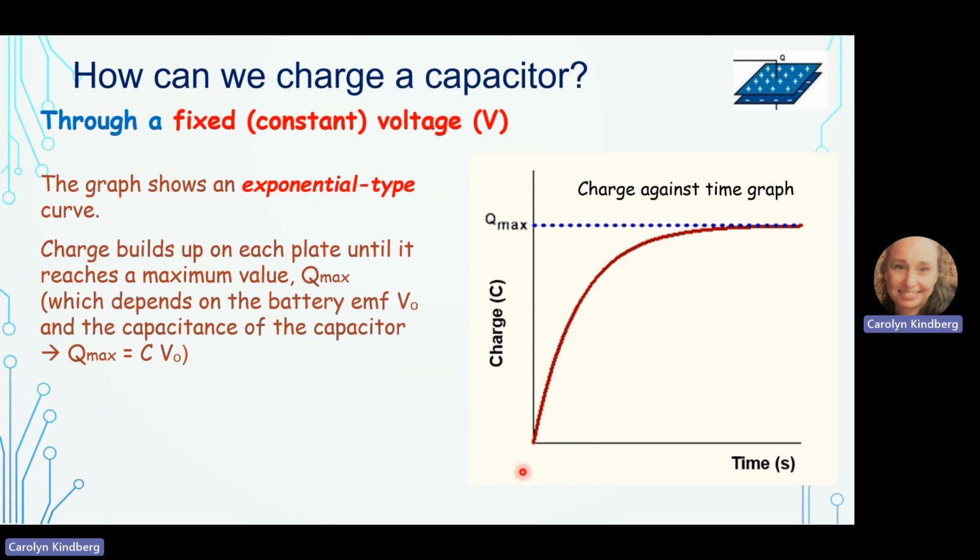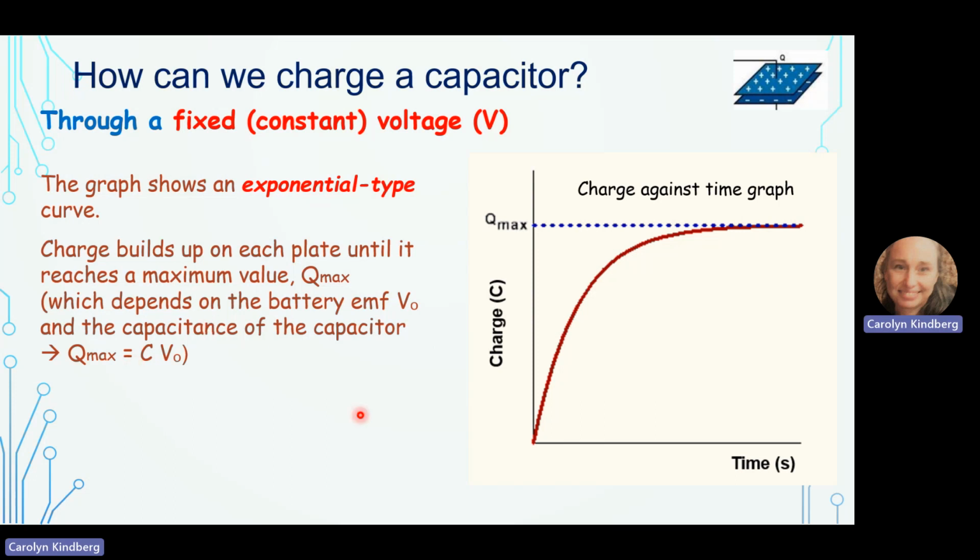The same charge builds up on each plate until it reaches the maximum value Q max. And we know that depends on the battery EMF, V0, and the capacitance of the capacitor, C, because Q max equals C V0.